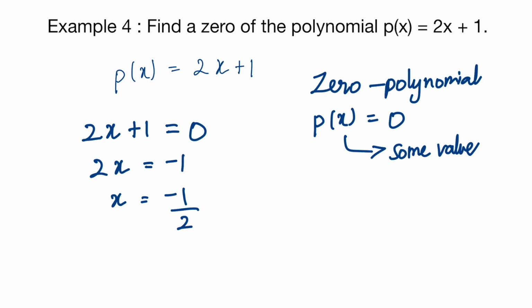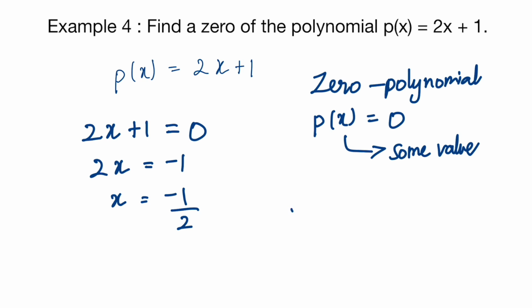Or in other terms, we have 2 in multiplication. If you take that to the other side, it becomes division, so it becomes negative 1 by 2. But that is not the right way to say it. You are dividing both LHS and RHS by 2, and that gives you x equals minus 1 by 2.